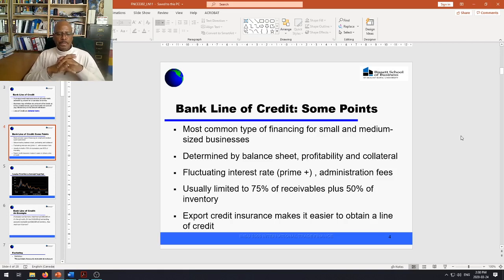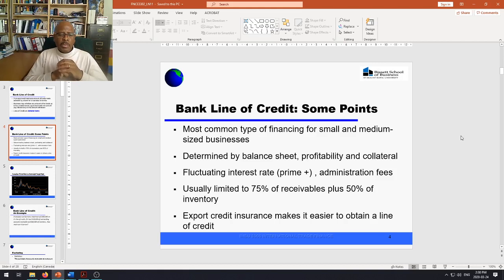The line of credit for small and medium-sized enterprises, in terms of the collateral that's on there, they usually like to have a certain amount of accounts receivables and a certain amount of inventory, and then they'll be willing to lend you up to 75% of the accounts receivables plus up to 50% of the inventory. And in that case, the accounts receivables and inventory act as short-term collateral.